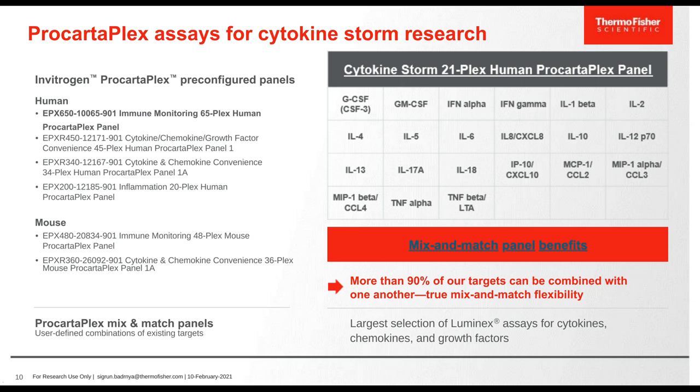So how can this technology and platform assist SARS-CoV-2 research? On the ProcartaPlex platform, a curated panel for cytokine storm research combining 21 selected and highly relevant targets for inflammatory cytokine profiling is available, in addition to pre-configured panels for immune monitoring, and besides customized combinations of available targets using our mix and match offering to design a unique panel for SARS-CoV-2 research appropriate to your needs.